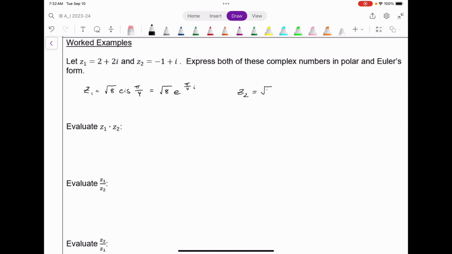You would get root 2 for the modulus, CIS, and 3 pi over 4 for the argument. All right, Z1, Z2. So the rest of the question is using these to evaluate different combinations of products or quotients. So first, Z1 times Z2.